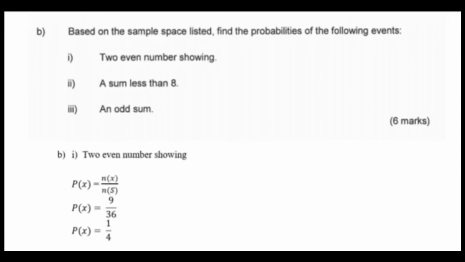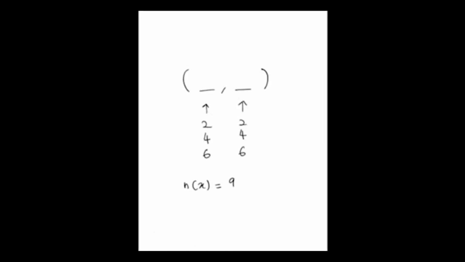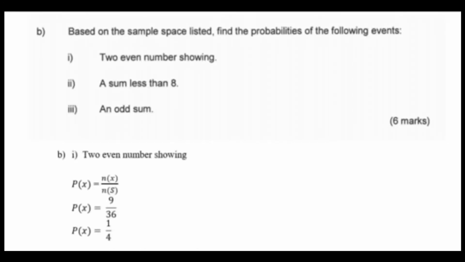Let's answer B1. Based on the sample space listed, find the probabilities of the following events. Two even numbers showing. Even numbers on a die are 2, 4, and 6. So we find the outcomes with two even numbers showing. When we do, we get a total of 9 outcomes with two even numbers. We use the formula P(X) equals N(X) over N(S). N(X) is 9 and N(S) is 36. So 9 over 36 is 1 over 4.